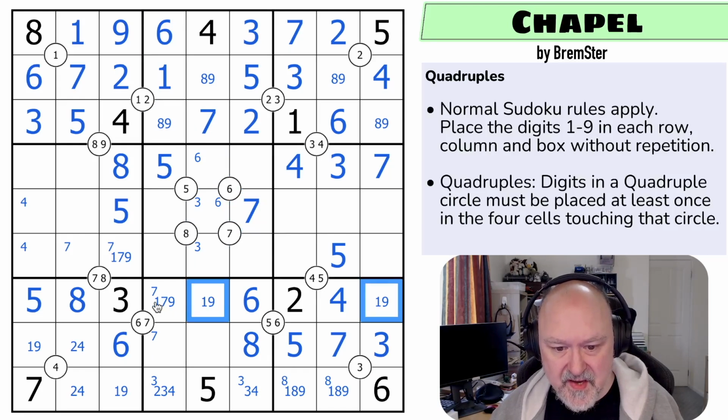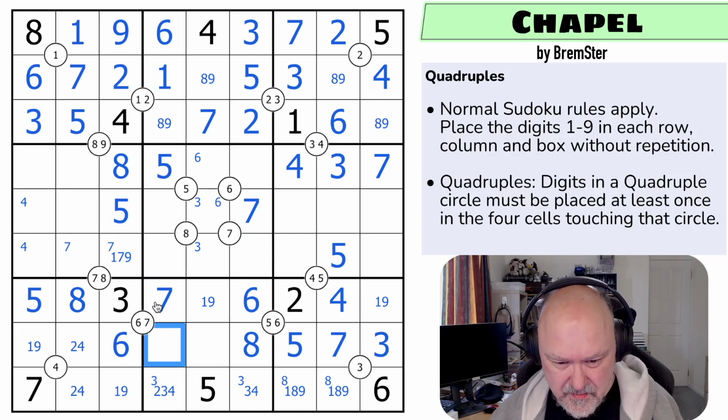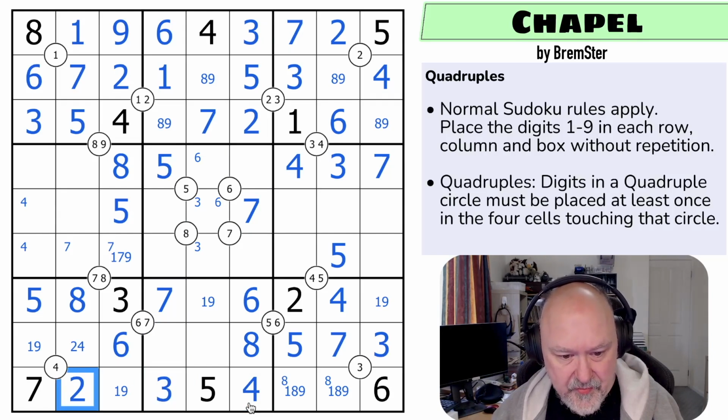The 1, 9 pair here now makes that the 7. The 3 looks down, making that the 4, which makes that the 2, that the 3, and that the 4. The 9 looks down, making that the 1, and that the 9. Another puzzle I'm really happy with.